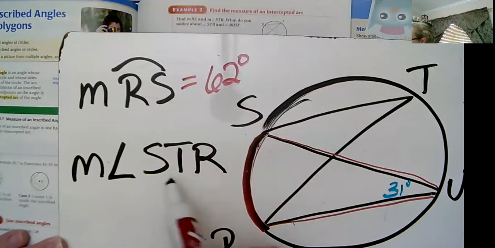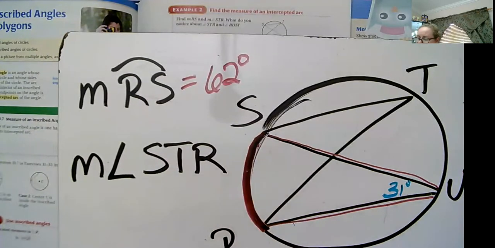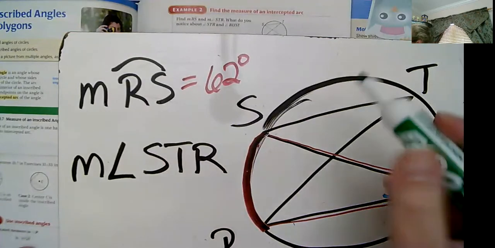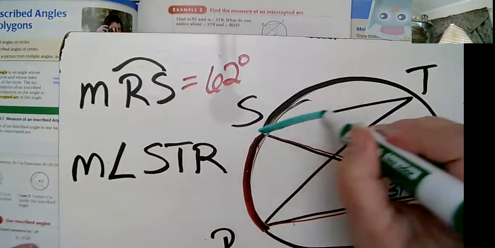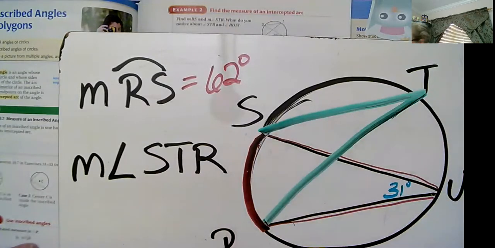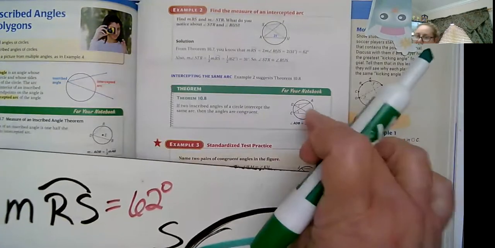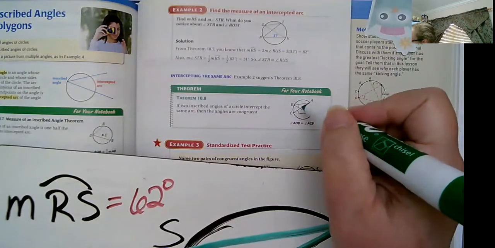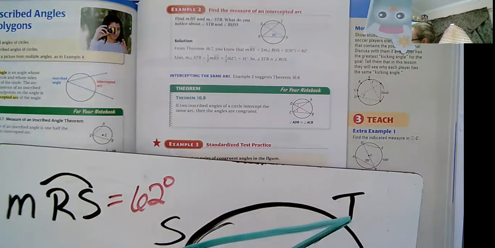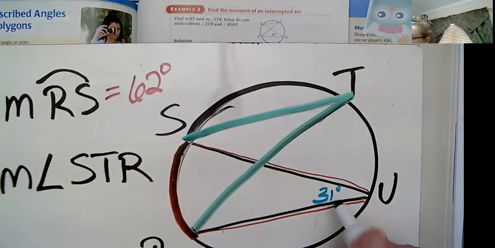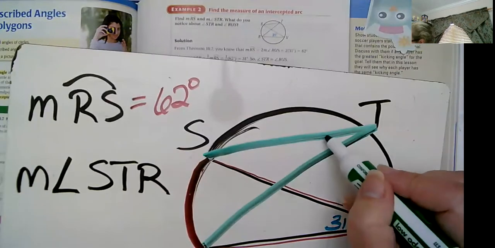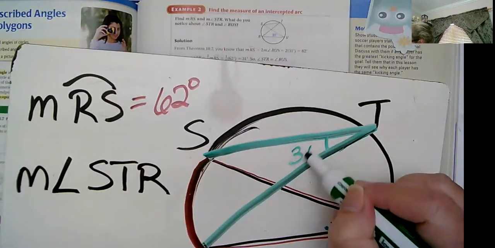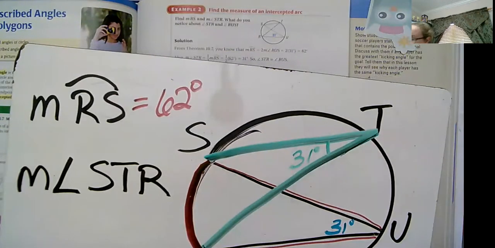Then we want to find STR, the angle of STR. Well, according to this theorem here, these two inscribed angles of a circle that intercept the same arc are congruent. So if this is 31 degrees, this angle right here has to be 31 degrees.